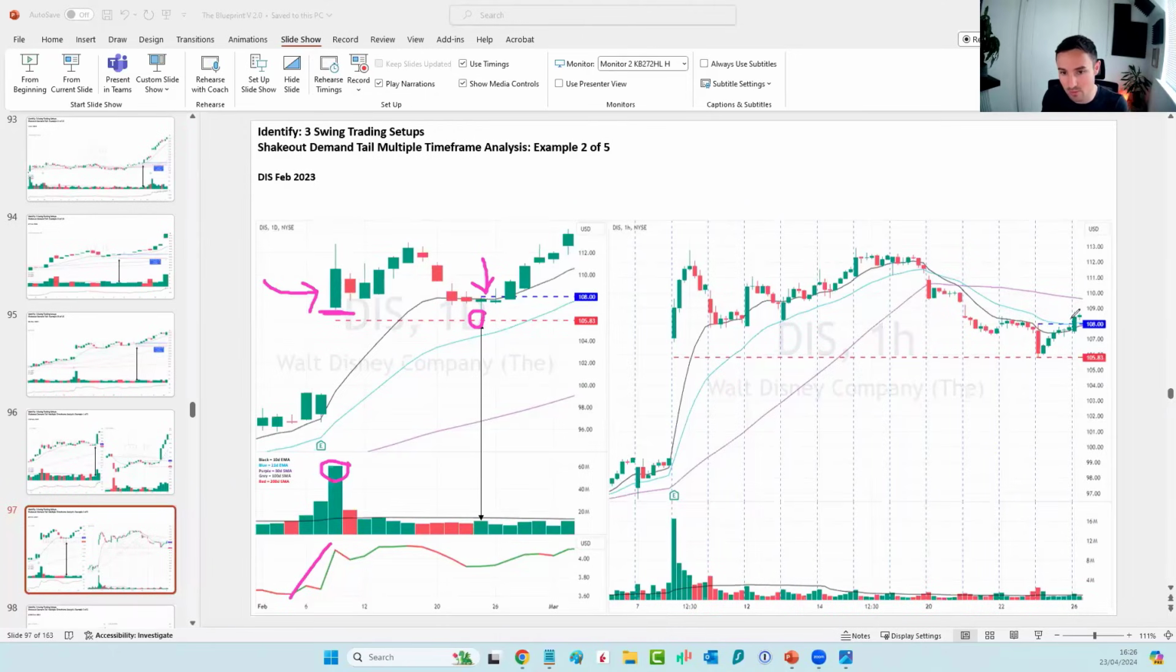So what we're doing is we're looking at this action here, this session here. Now, what do you notice for the first 1 hour bar? You see this big red bar here. Sometimes when you drop it down and look on an intraday basis, here we've got the daily chart and the 1 hour chart. I just drew over that shakeout demand tail, didn't I? I'm trying to learn these things.